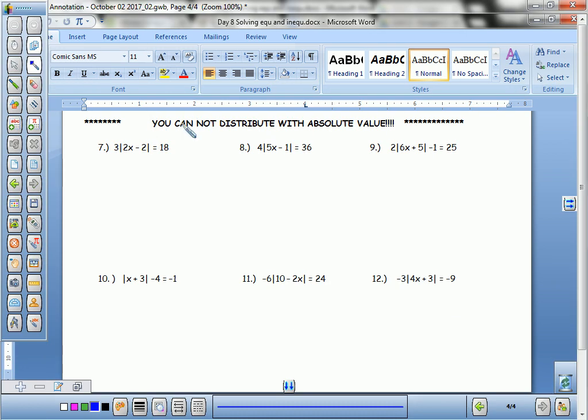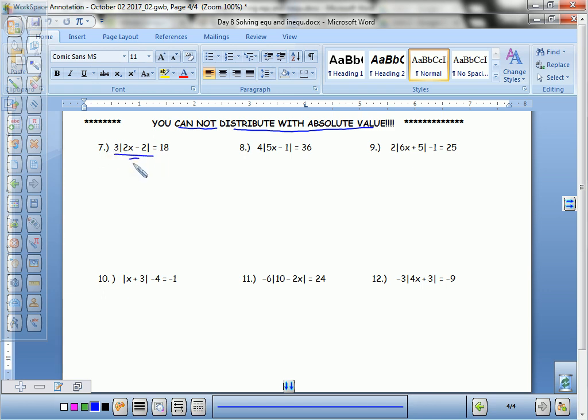Now, this is kind of important. You cannot distribute into an absolute value. Can't do it. We have to isolate the absolute value. So there's a 3 right here. We cannot distribute into it. We have to get rid of the 3.